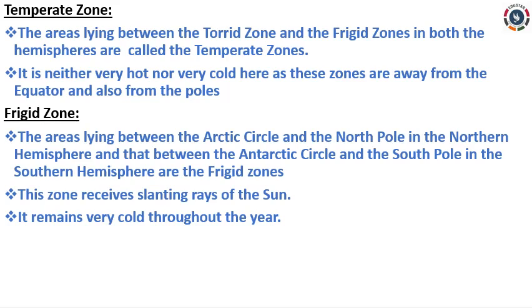Frigid zone. The areas lying between the Arctic Circle and the North Pole in the northern hemisphere, and that between the Antarctic Circle and the South Pole in the southern hemisphere are the frigid zone. These zones receive slanting rays of the sun. It remains very cold throughout the year.